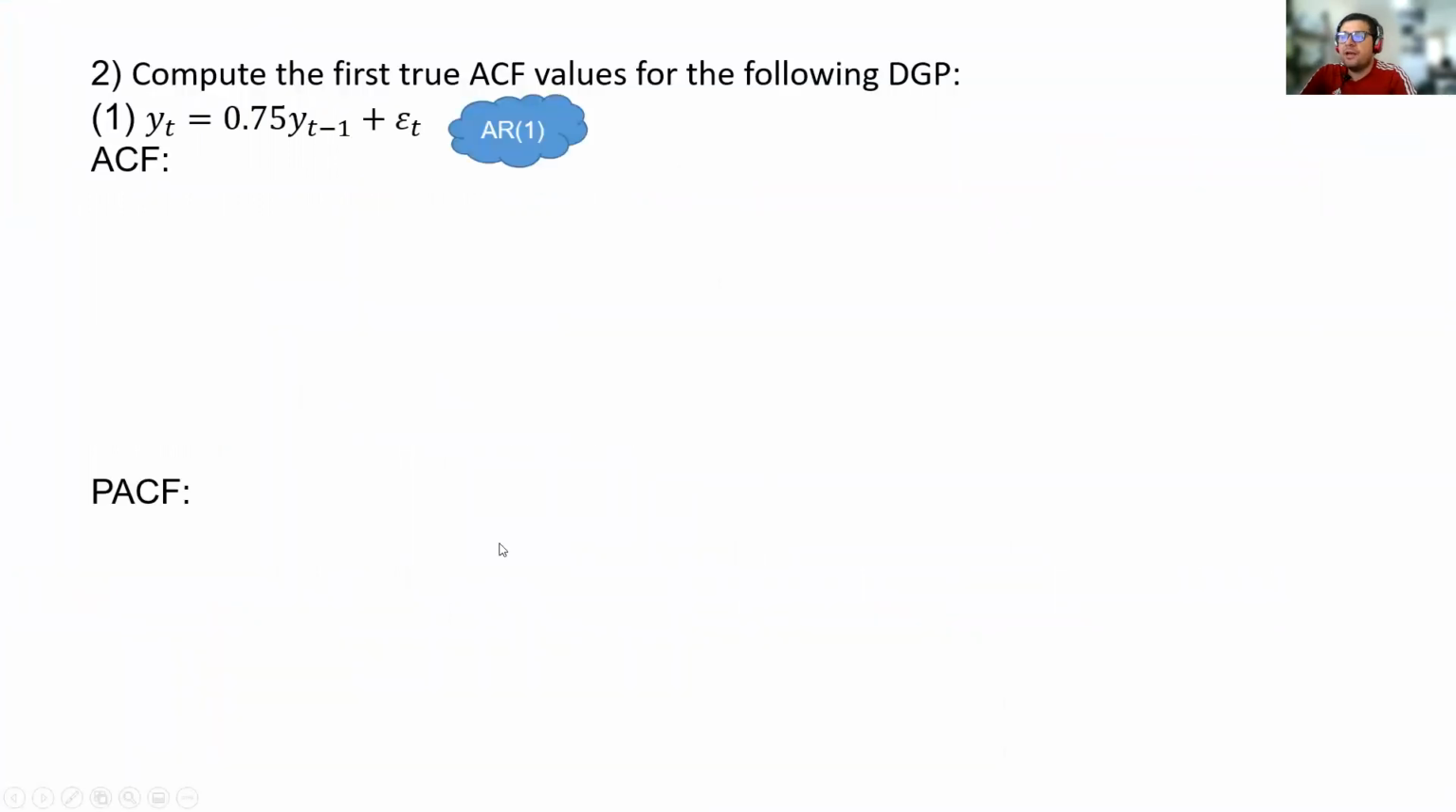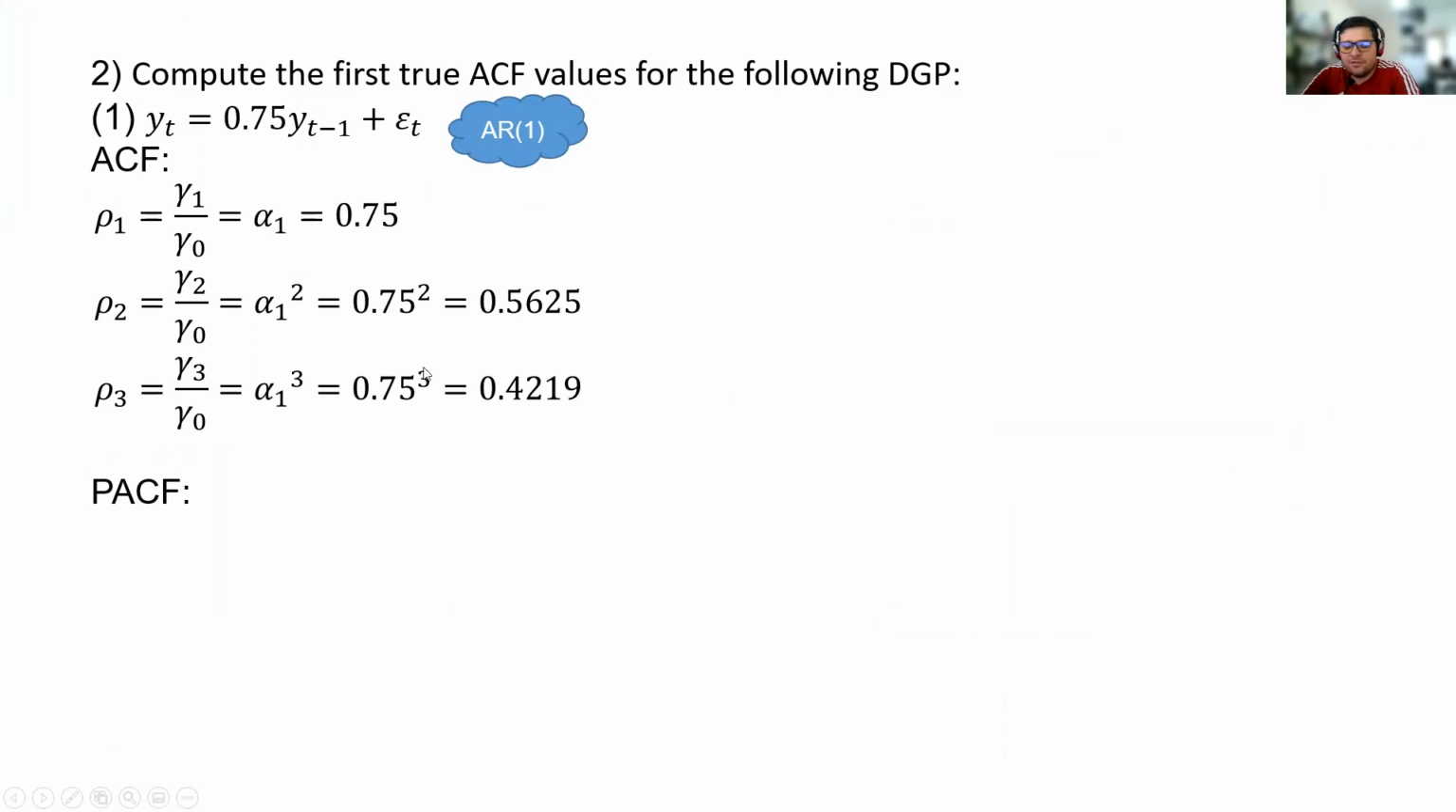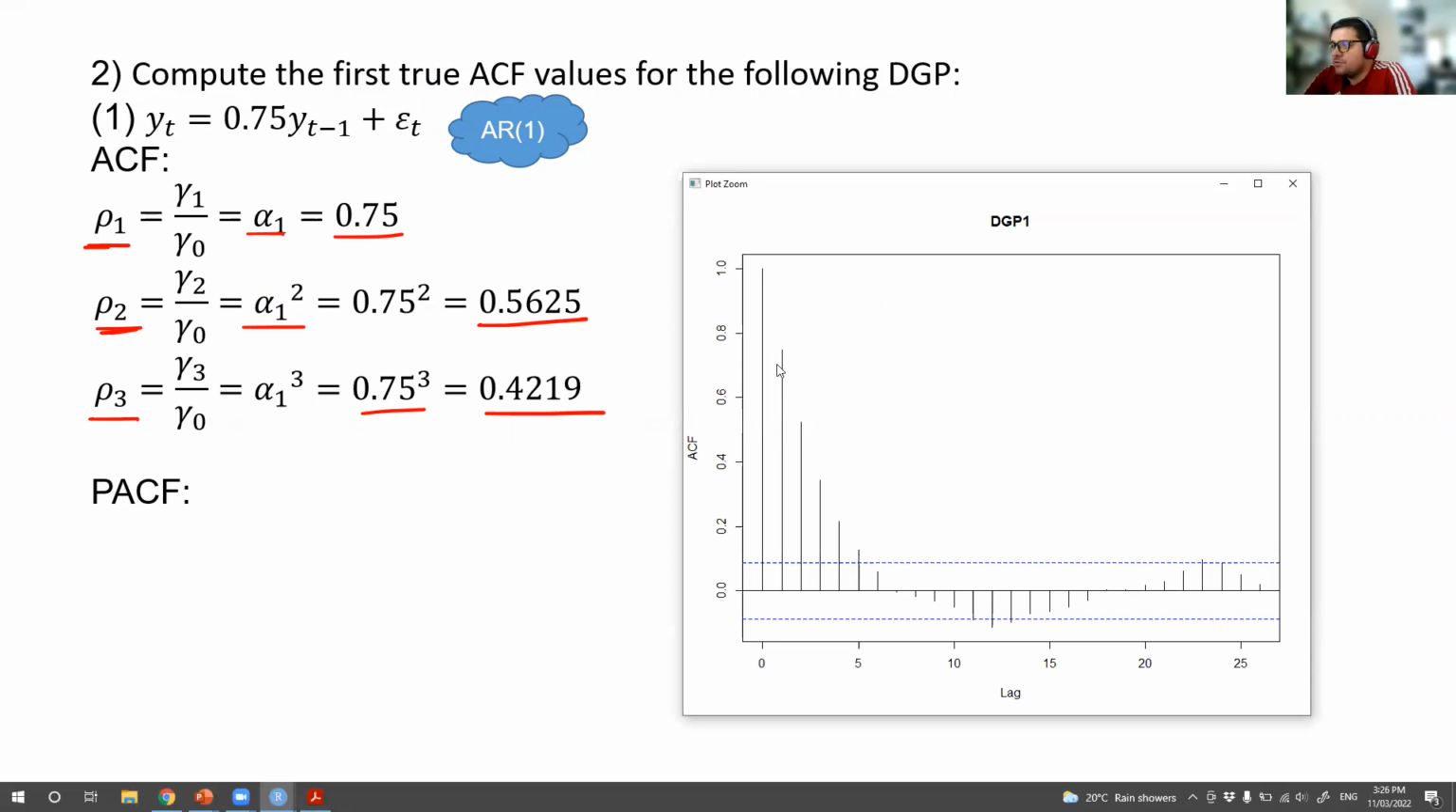From the work that we just did, you remember that the first point in the autocorrelation function was equal to alpha 1, in this case 0.75. The second point in the autocorrelation function is alpha 1 squared, which is this, and the third point is alpha 1 cubed, which is this.